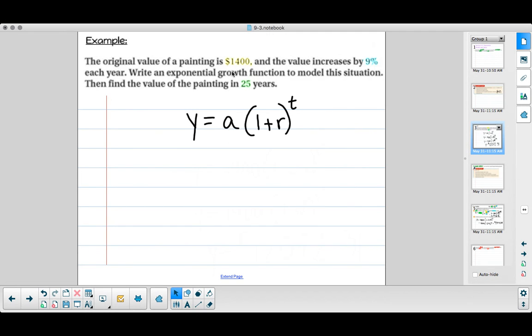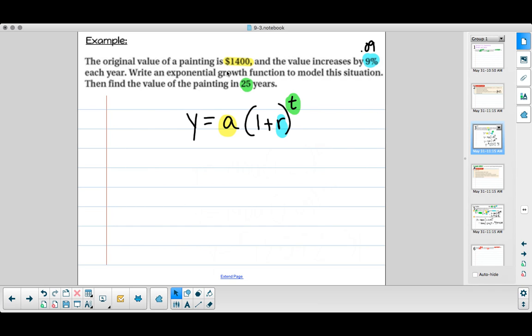A, remember, is our starting value, which in this case is $1,400. And then the R is the percent written in decimal form. So the percent is 9%. If we move the decimal 2 spots to the left, it would be 0.09. And then finally, T is representative of time, and in this case, the time is 25 years.